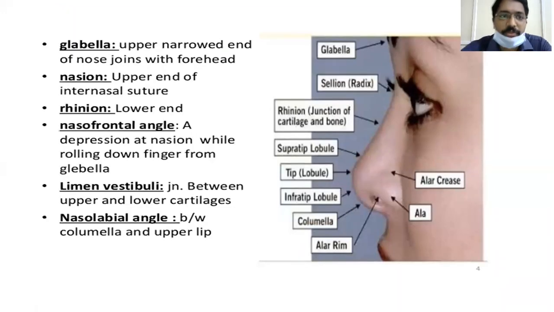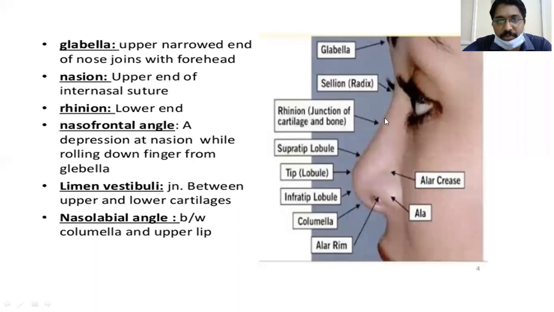Here you need to know some important meanings of these words. Actually, it will be useful in rhinoplasty surgeries and all. We'll talk about it later, but I'll tell about this. Glabella is the upper narrowed end of the nose. It joins with the forehead. Nasion is the upper end of the internasal suture, and Rhinion is the lower end of the internasal suture.